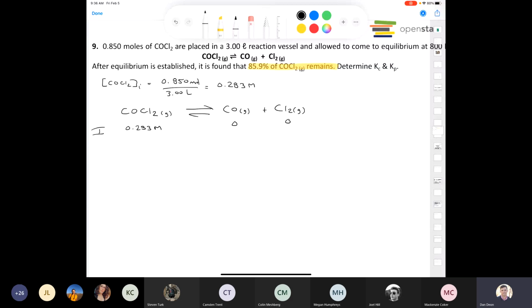Nothing. Okay. Now, what it's telling me is that I'm going to have a change, and that at equilibrium, 85.9% of this 0.283 is going to remain. So if you grab your calculator and take 0.283 times 0.859, you end up with 0.243. Okay, so at the end, once it's done, you've got 0.243 molar, right?